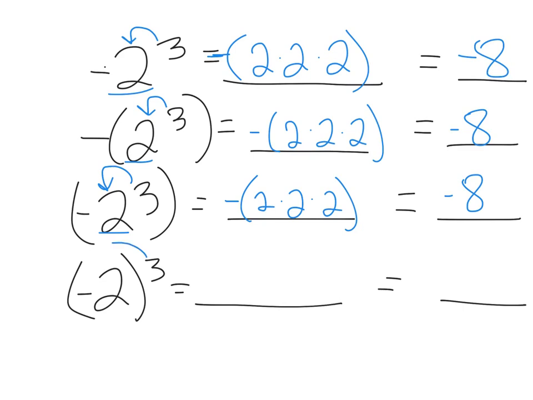So for this one, our 3 is kissing our -2. So we're going to do -2 times -2 times -2, and we're going to multiply that together. So -2 times -2 is going to give us +4, times -2 gives us, again, -8. And you've got to remember, if there's an odd number of negatives, it stays negative. If there's an even number of negatives, it becomes positive.